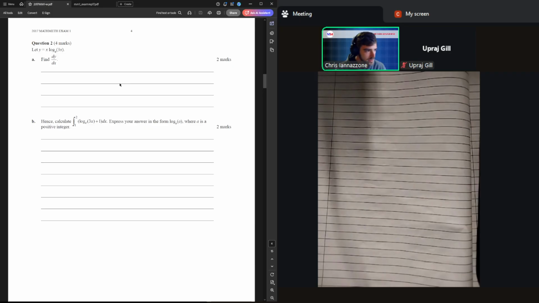Find dy/dx for x natural log 3x. So product rule? Yeah, product rule, absolutely. Technically, there's also a minor chain rule in there as well, but that's just semantics.